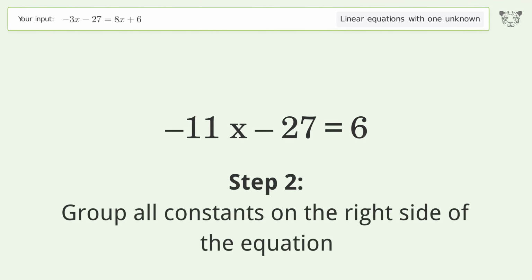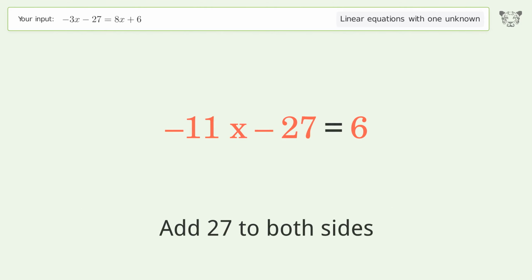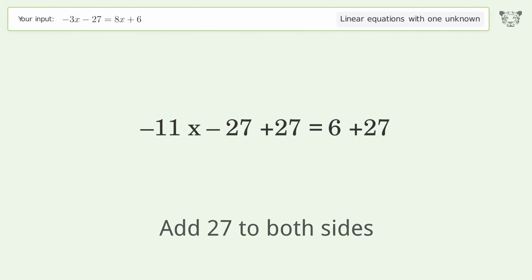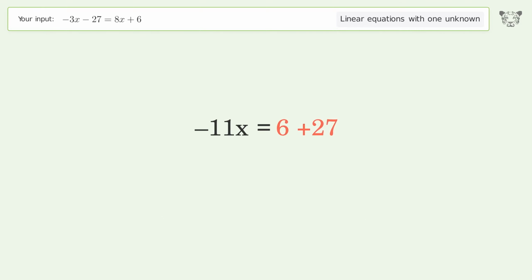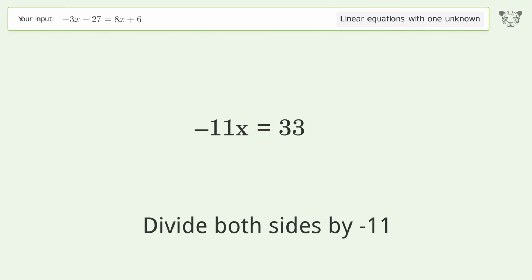Group all constants on the right side of the equation. Add 27 to both sides. Simplify the arithmetic. Isolate the x. Divide both sides by -11.